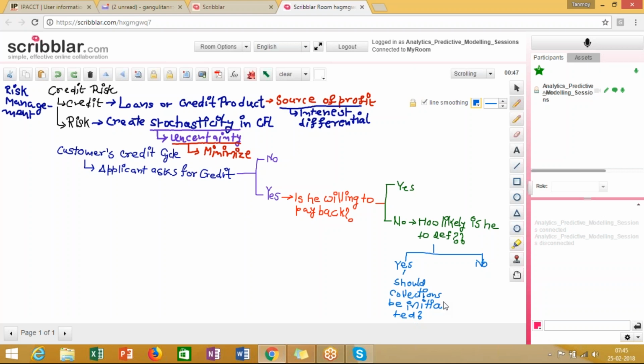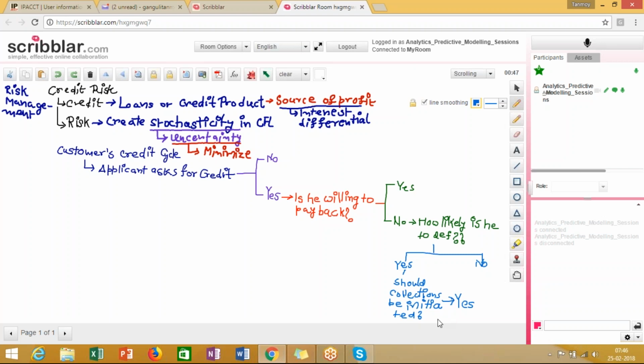So basically, obviously, if he has defaulted or he is very close to default, then obviously collections be initiated, yes, and then finally the account is written off or charged off. However, if it is no, then that's okay. He's still working and operating on the book. He might have gone delinquent, but he's still trying to pay back and cure back, and this kind of activity always goes on, right?